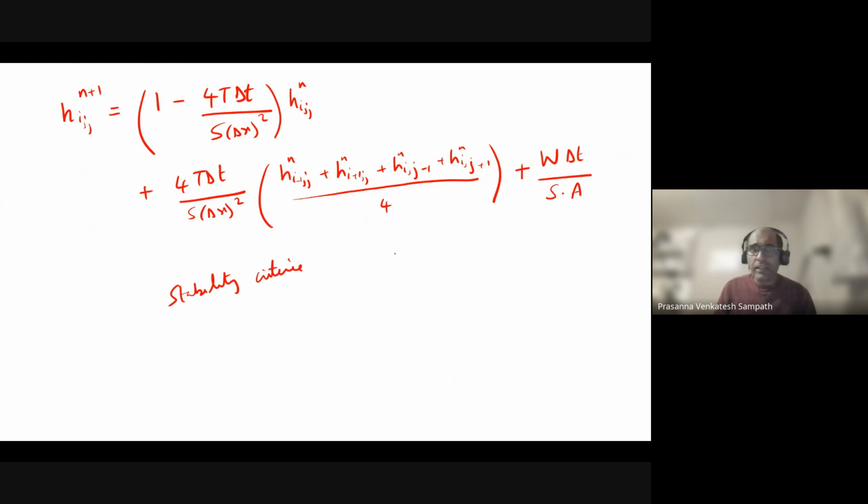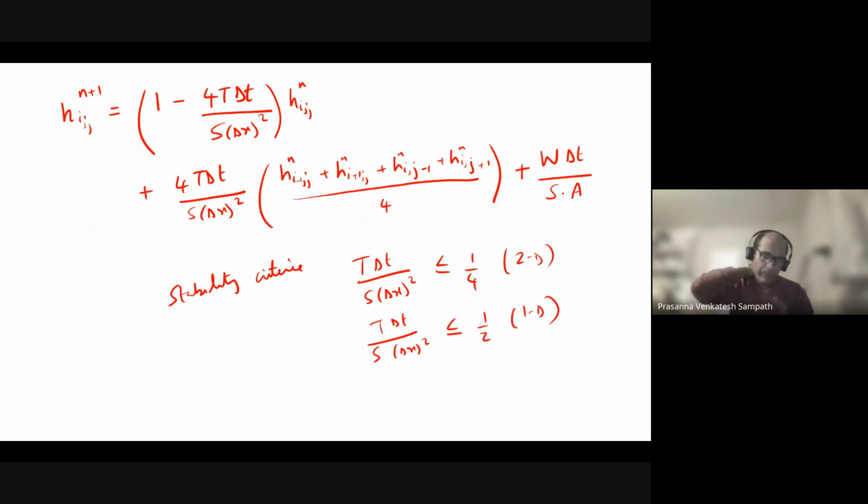Okay, so the stability criterion is as follows: T delta t by S delta x square must be less than or equal to 1 by 4 for a 2D problem. And for a 1D problem, T delta t by S delta x square should be less than or equal to 1 by 2.